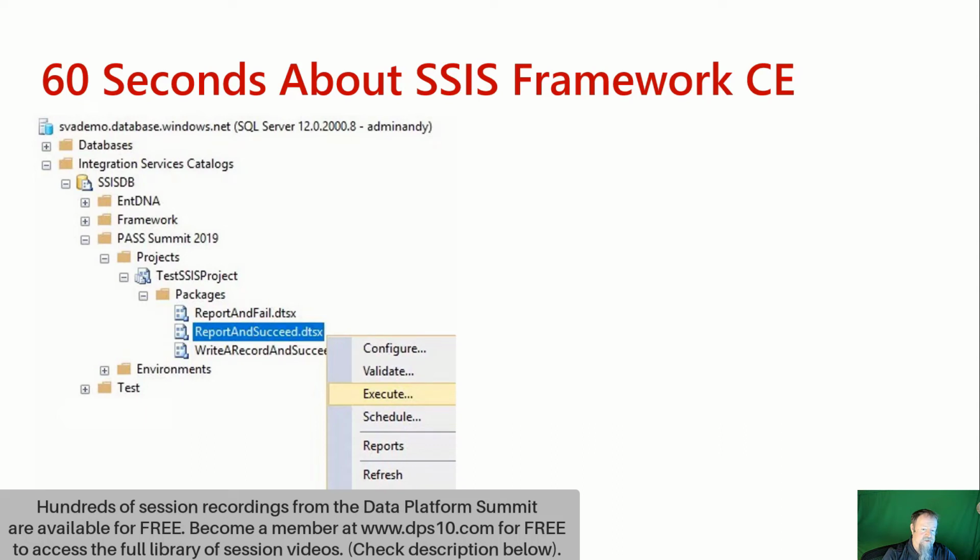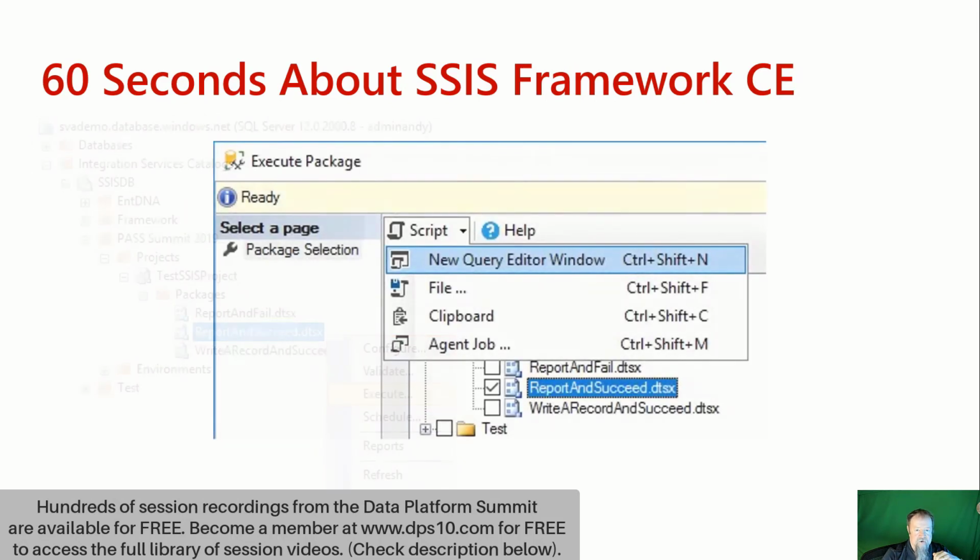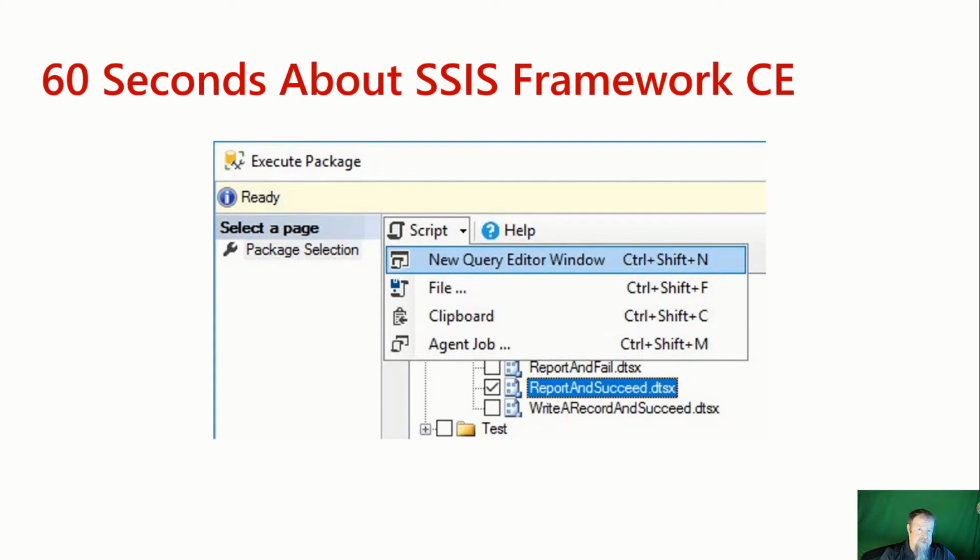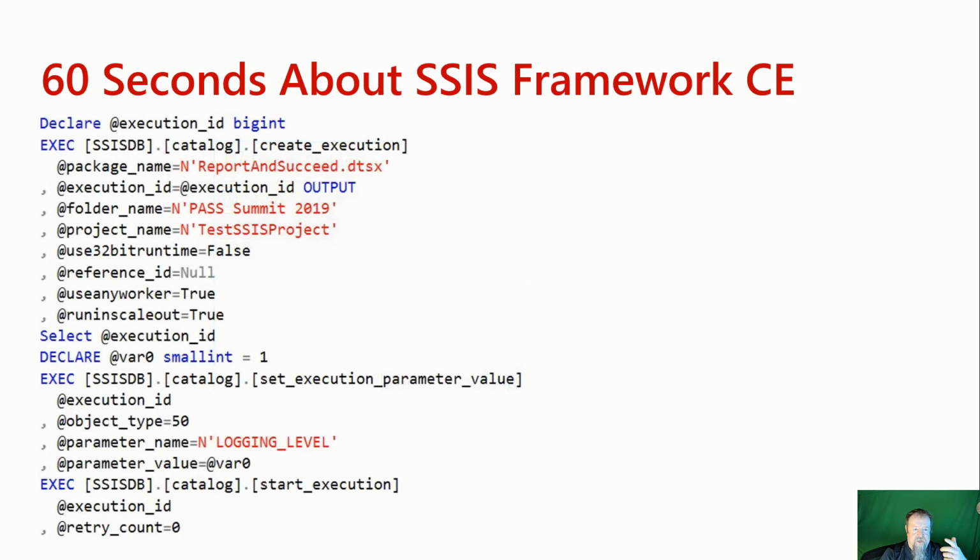What I did was I just did exactly what you see here inside of the Integration Services Catalogs node in SSMS. I navigated down to a package, right-clicked it, and clicked Execute. And when I did, it brought up this Execute Package window. It also allows me to script the execution. One of the things that bothered me a little bit about running from the catalog is that in order to execute another package in the project, the package had to be part of the project.